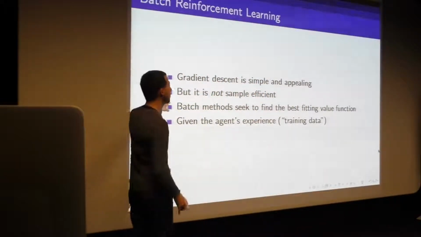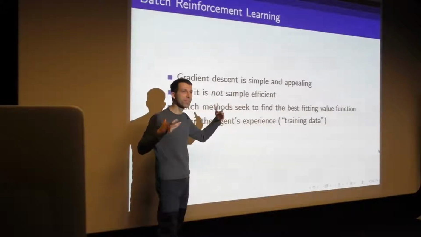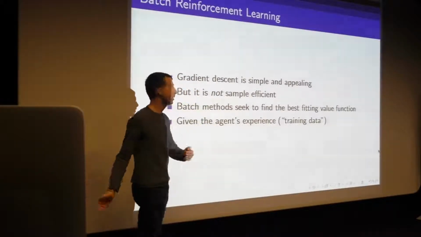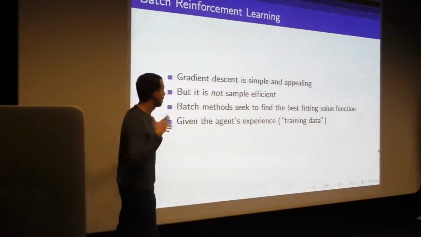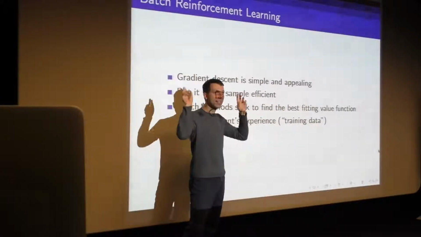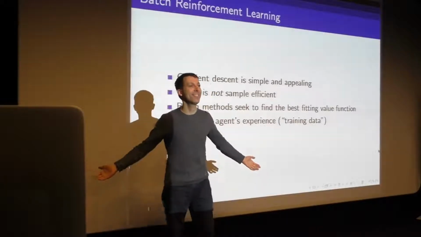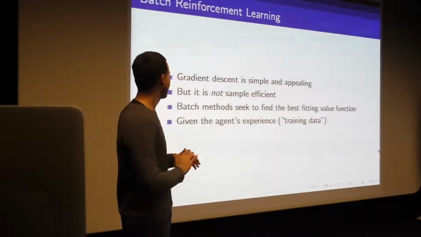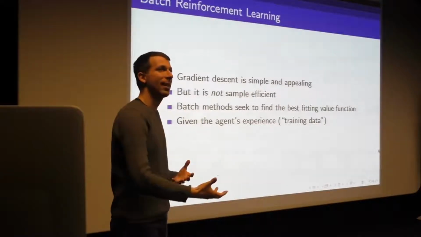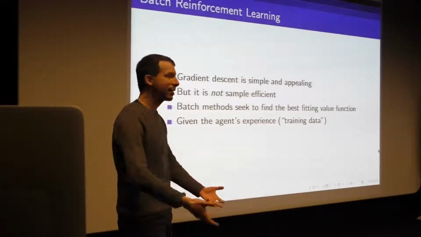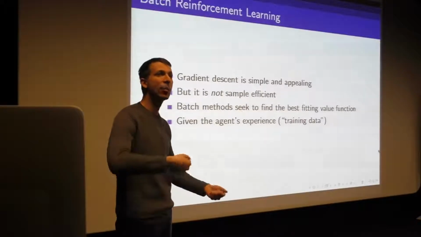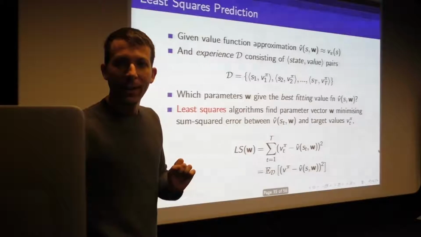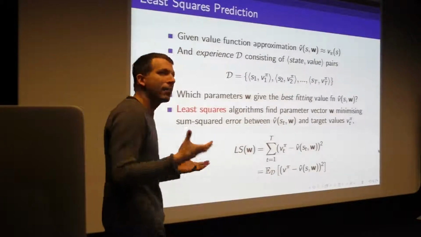So the idea of batch methods is to try and find, in some sense, the best fitting value function to all of the data that we've seen in our batch. And the batch, in this case, is the agent's experience. That's its training data. It's its life. Life is one big training set for an agent. And we're trying to fit everything the agent has seen, find the best value function that explains all of the rewards that it's experienced so far. So what does it mean to find the best fit?